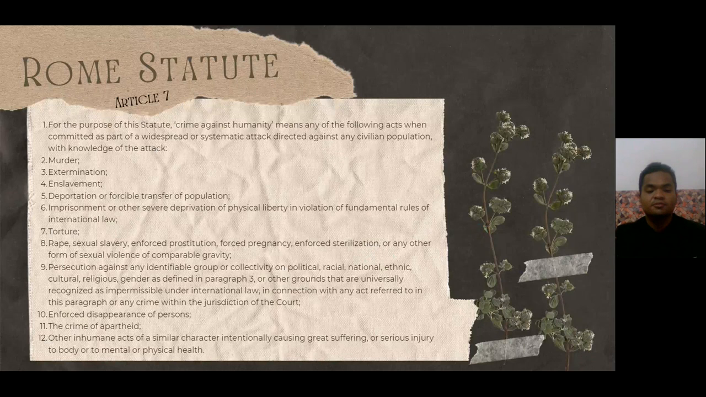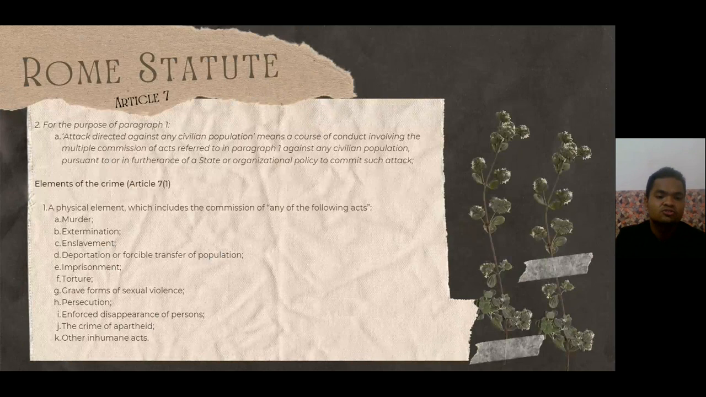Okay, now we look at Article 7, paragraph 2, for the purpose of paragraph 1. Attack directed against any civilian population means a course of conduct involving the multiple commission of acts referred to in paragraph 1 against any civilian population, pursuant to or in furtherance of a state or organizational policy to commit such attack.